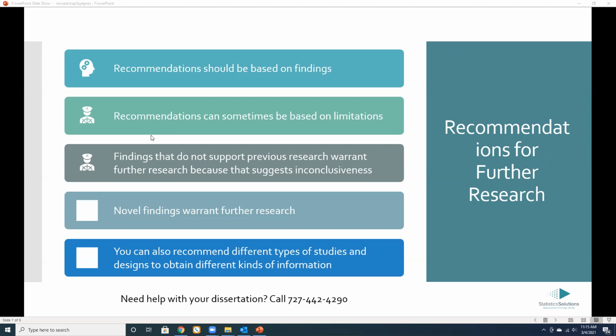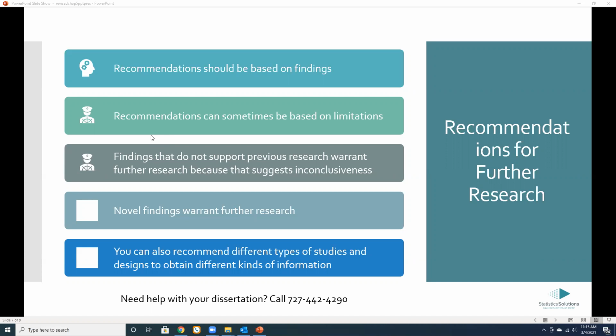And recommendations for further research can also be based on your limitations. So for example, based on your findings, if your findings don't support previous research, that suggests inconclusiveness. So you can generally suggest more research on the topic.